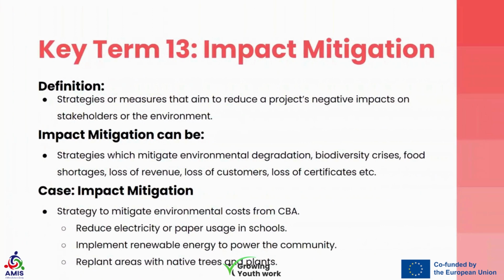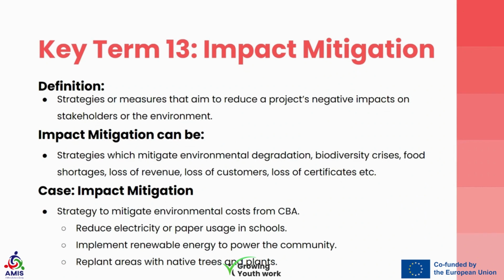Key term 13, impact mitigation. Impact mitigations are strategies or measures which are implemented with the aim of reducing or minimizing negative impacts of a project on stakeholders or the environment. These strategies could help to reduce environmental degradation, biodiversity crises, food shortages, loss of revenue, loss of customers, loss of certificates, etc.